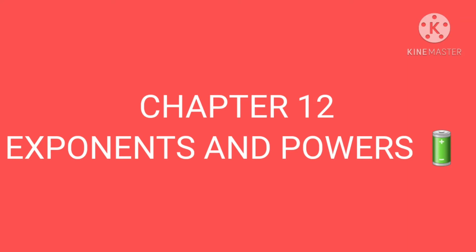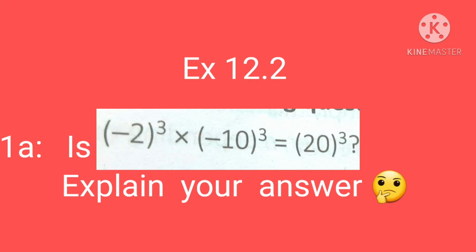Good morning, students. In this video, I shall be explaining certain questions of exercise 12.2 of the chapter Exponents and Powers. To begin with, let me explain first question number 1a, in which we have been given (-2)^3 × (-10)^3 = 20^3.